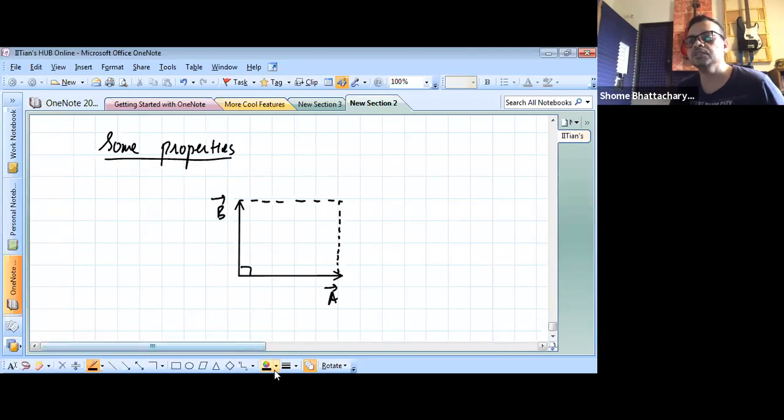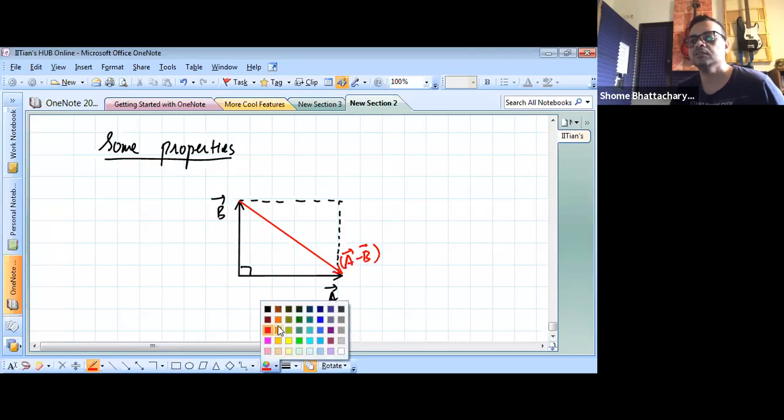So A is perpendicular to B, then we have that very interesting property that the diagonals are of equal length. And the length of the diagonals is how much? It is root of A square plus B square. So the length, the magnitude of A minus B becomes equal to the magnitude of A plus B. But in which case? When it is a rectangle. So for that to happen, theta has to be 90 degrees.